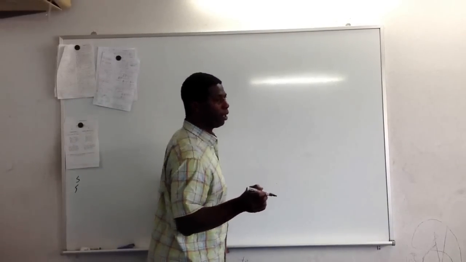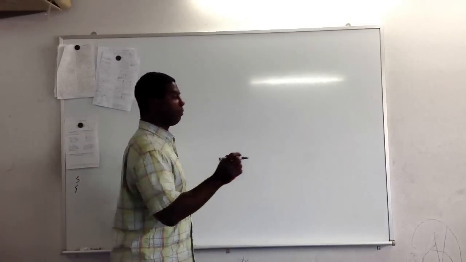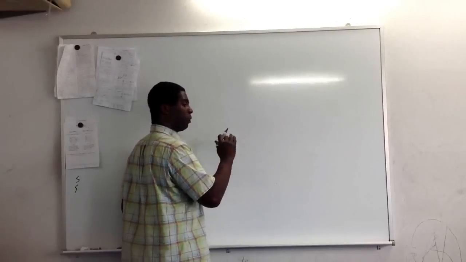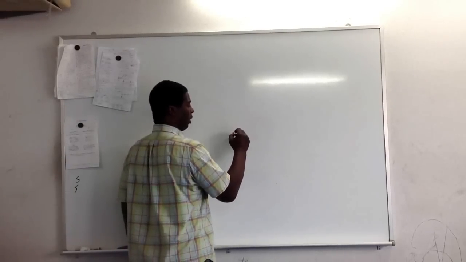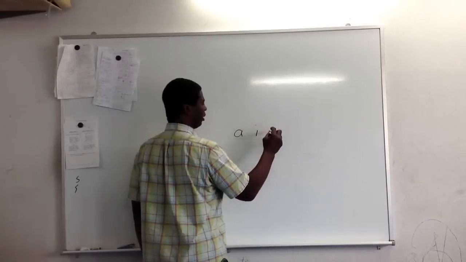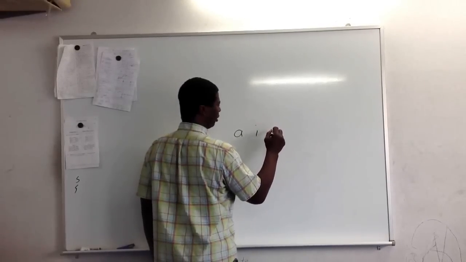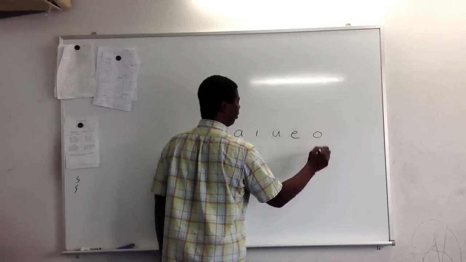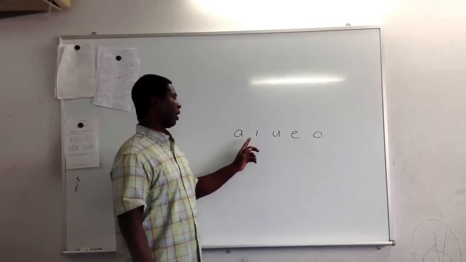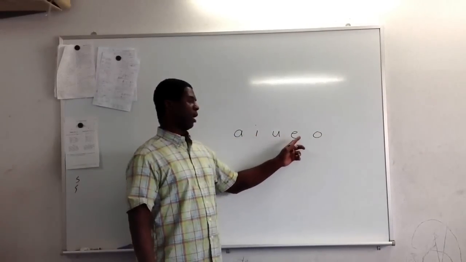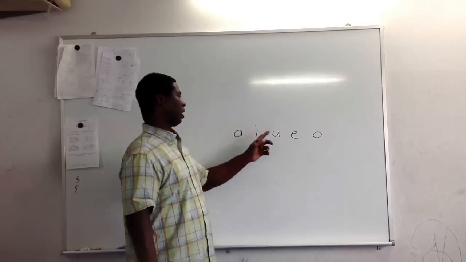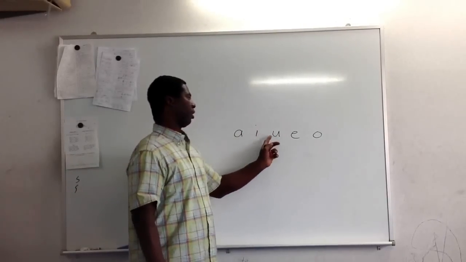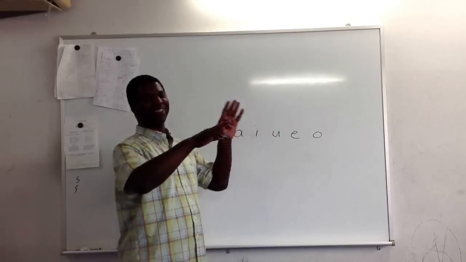Okay, so remember, the vowels in Japanese are the same like in English, but the order is different. So it's going to be A, E, U, and O. Okay, so it's going to be here A, E, U, A, O. Okay, in English A, E, I, O, U. So I'm all mixed up, right?